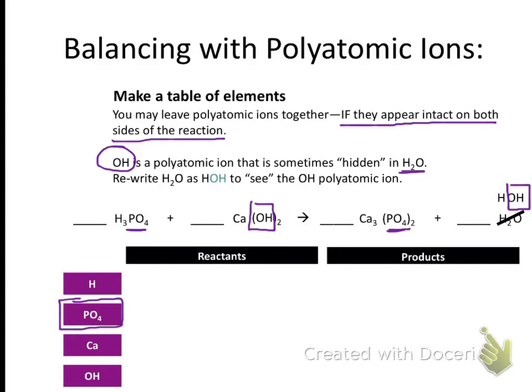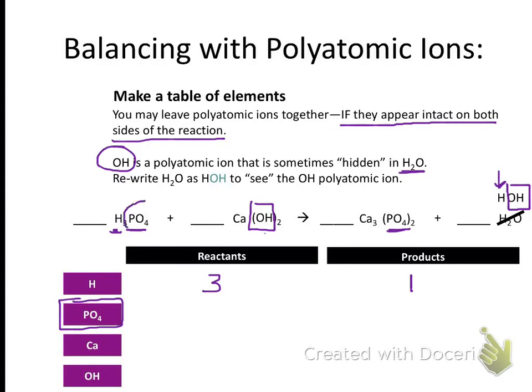All right, so let's count up what we have on each side. Hydrogen. In our reactants, remember we're not going to count the hydroxides, we're just going to count hydrogens, so we have 3 hydrogens in our reactants. In our products, we're only going to count the single hydrogens. In the products, we have 1 hydrogen.